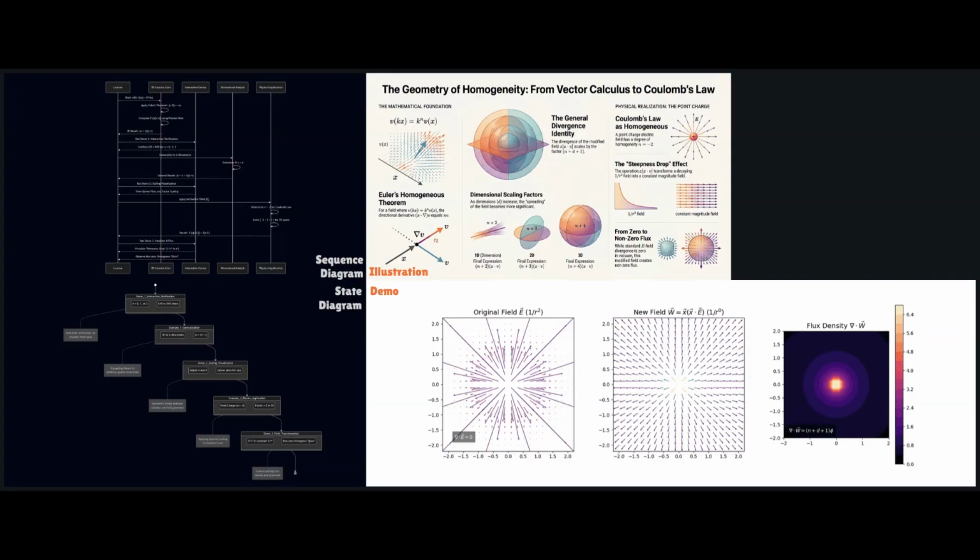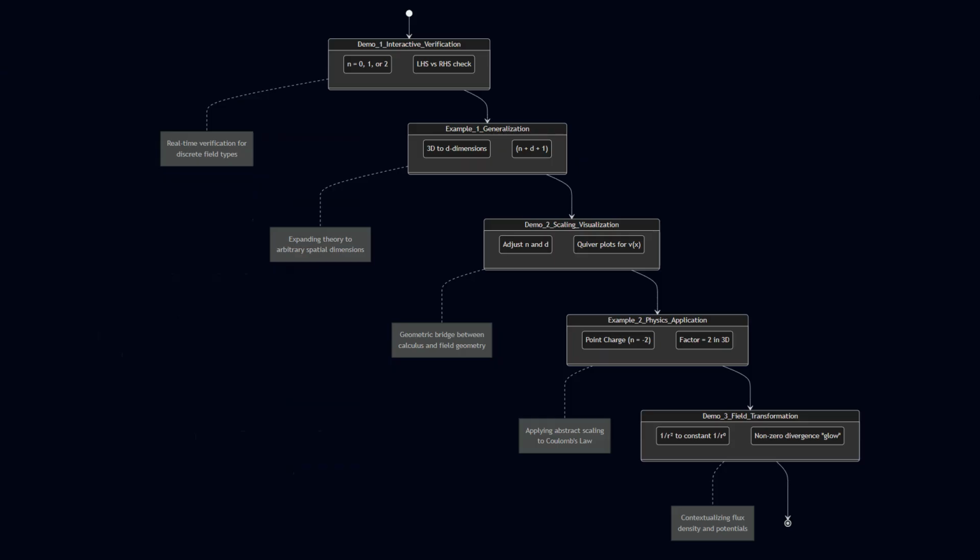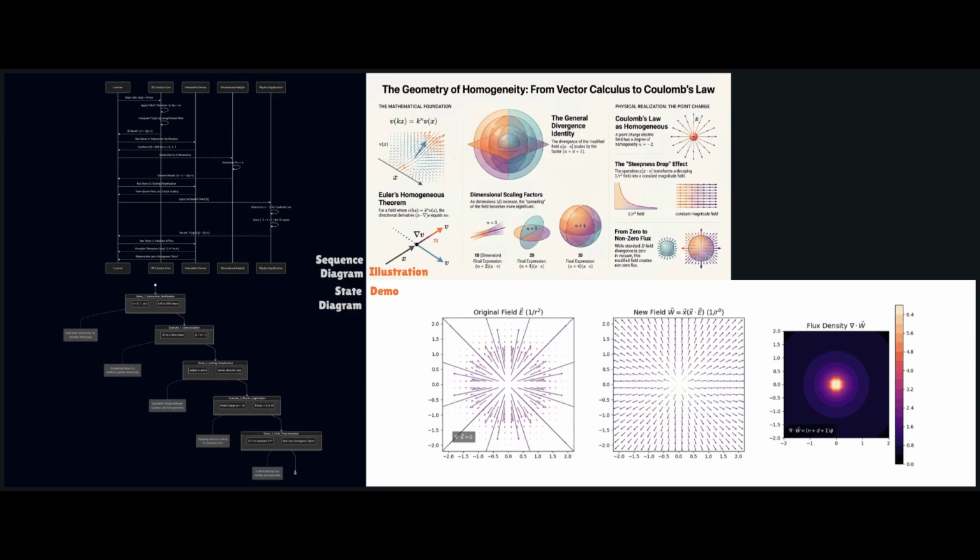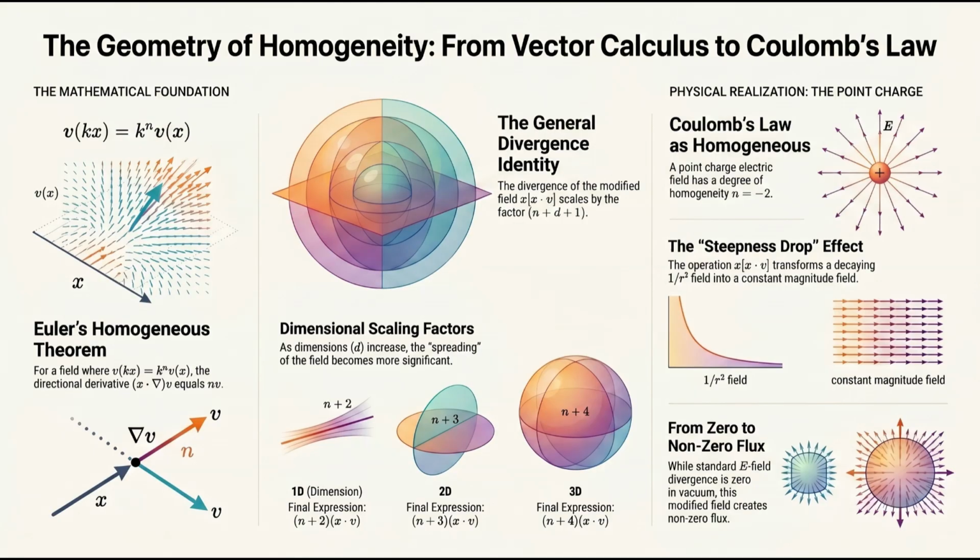It allows us to step outside of our standard three-dimensional world to see how field geometry changes in simpler or more complex spaces, showing that the spreading of a field is a predictable consequence of its dimensionality and its original scaling power. The physical climax.